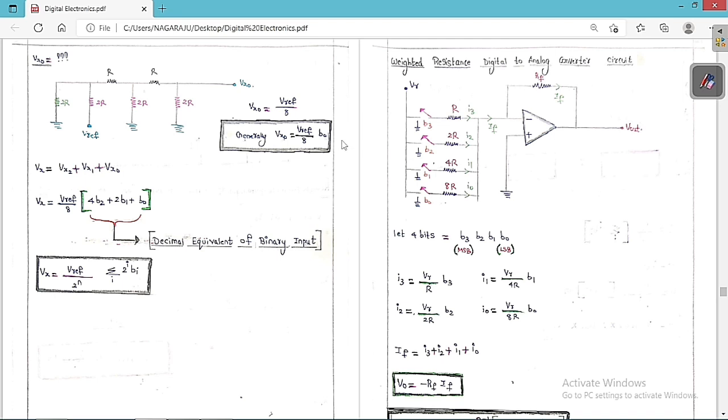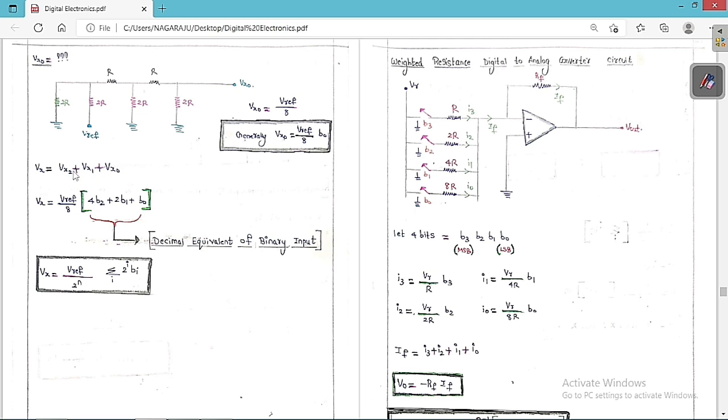So now what is the net voltage Vx if all the switches are on? If switch B0 is on, B1 is on and B2 is on, then what is the voltage Vx? I have already told you Vx is equal to Vx2 plus Vx1 plus Vx0 with the help of the superposition principle. If all the switches are on, they are connected to V reference.